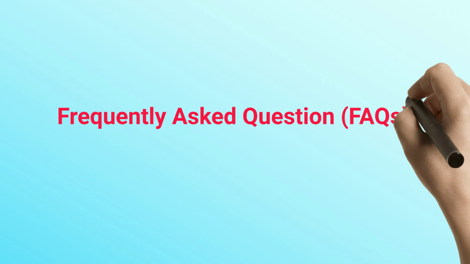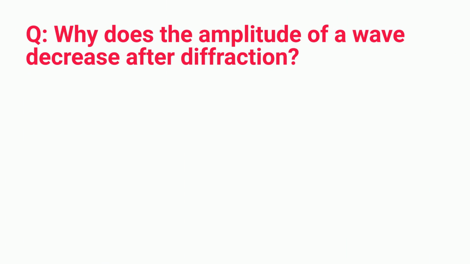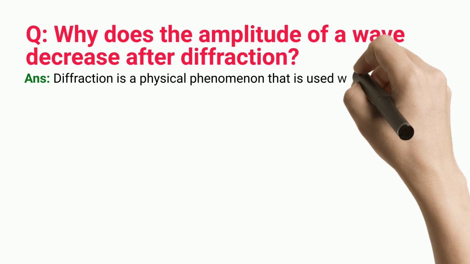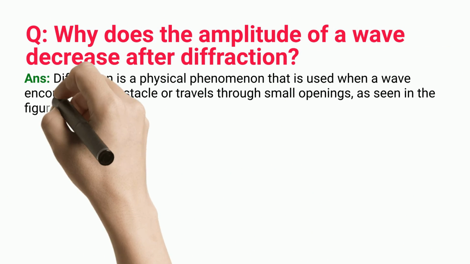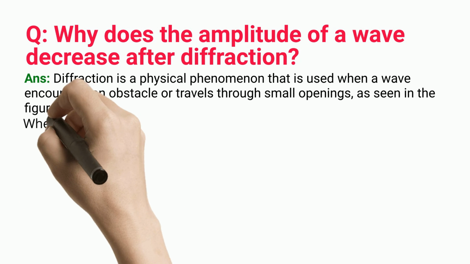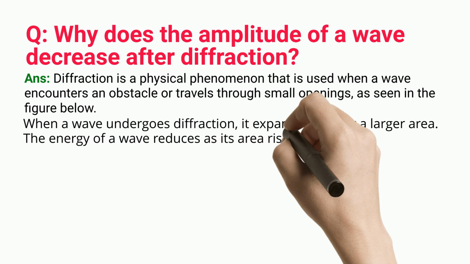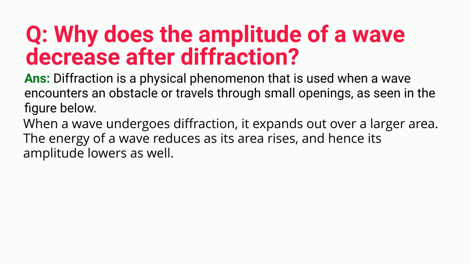Frequently asked questions, FAQs, on amplitude reduction. Question: why does the amplitude of a wave decrease after diffraction? Diffraction is a physical phenomenon that is used when a wave encounters an obstacle or travels through small openings, as seen in the figure below. When a wave undergoes diffraction, it expands out over a larger area. The energy of a wave reduces as its area rises, and hence its amplitude lowers as well.